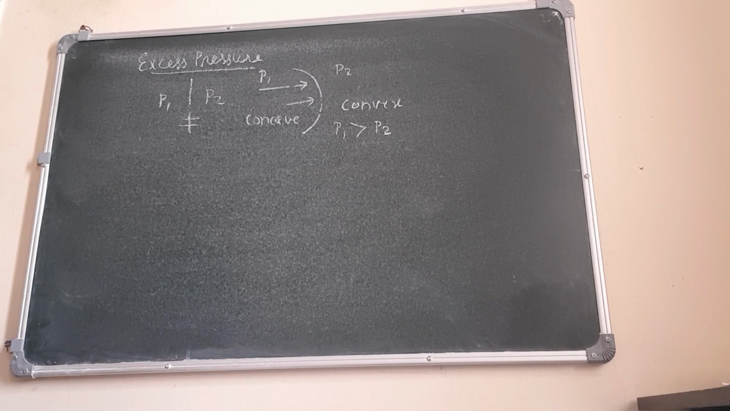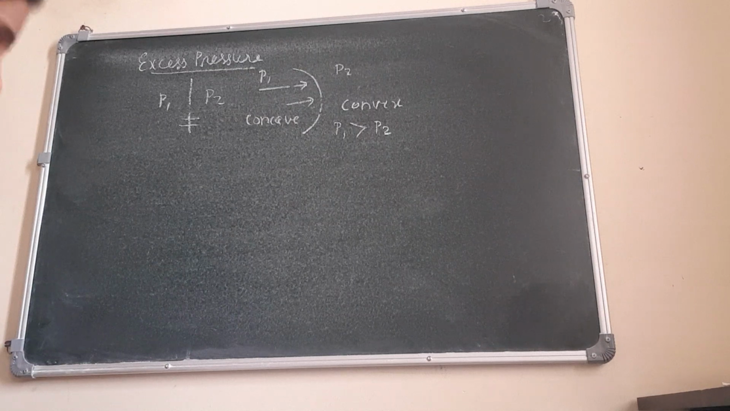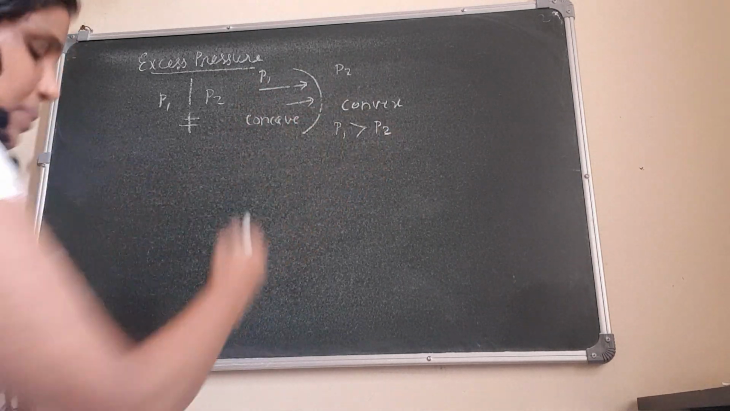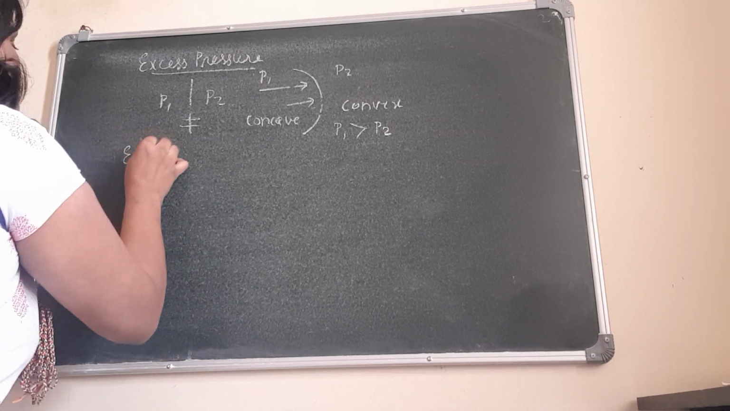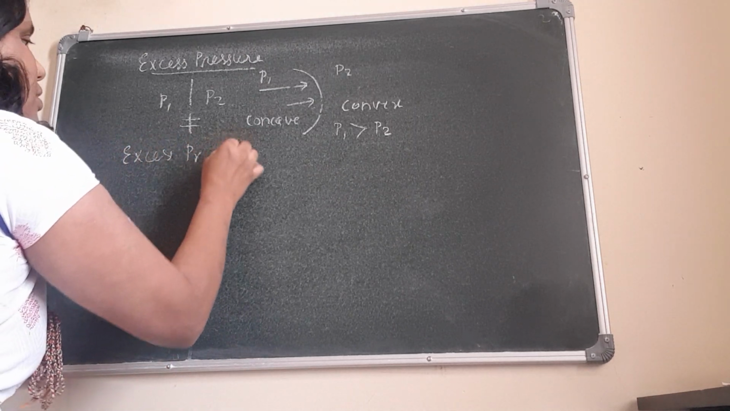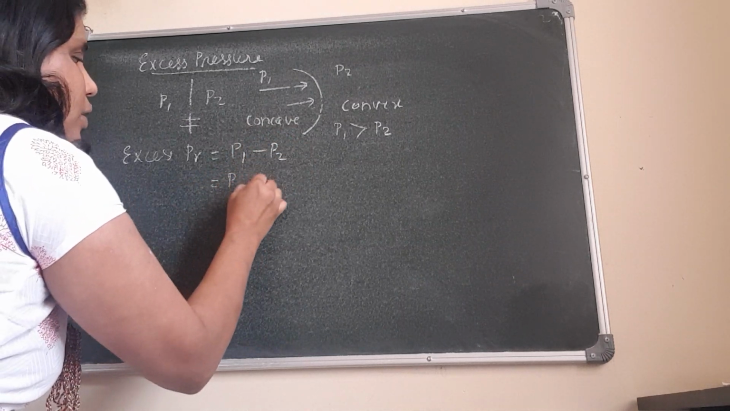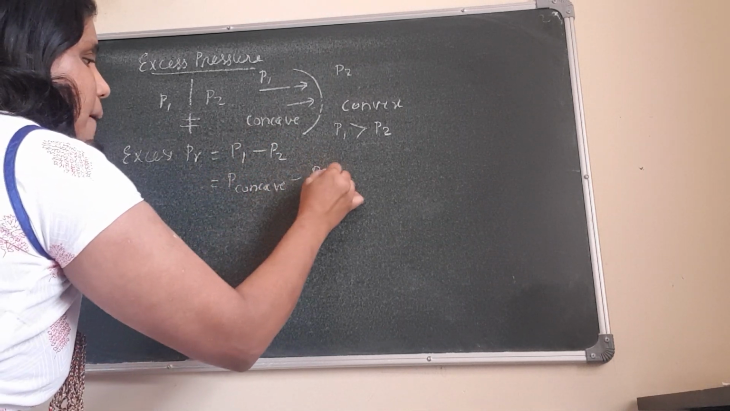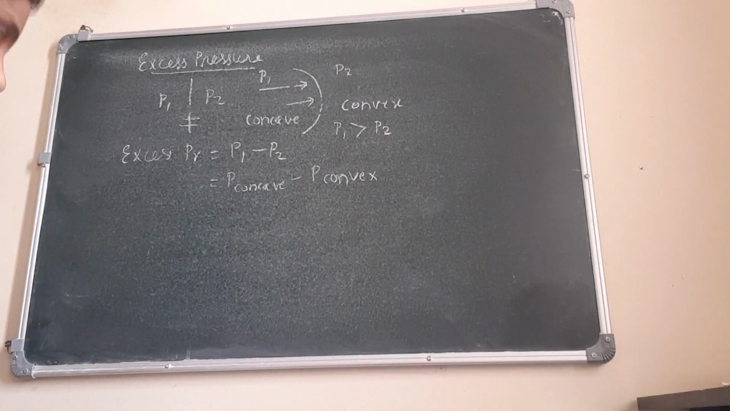So if you talk about spheres or a ring and all that, it will have two surfaces, one concave and one convex. And whenever you have such shapes, the concave surface will have a greater pressure. This difference in pressure is what we call excess pressure. So how can we define excess pressure? Excess pressure is nothing but, in this case, P1 minus P2, or P concave minus P convex. This is the external pressure.